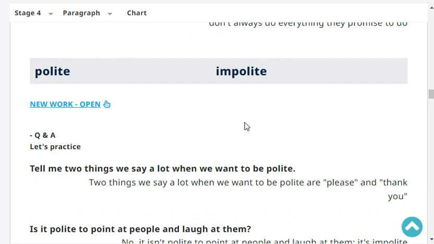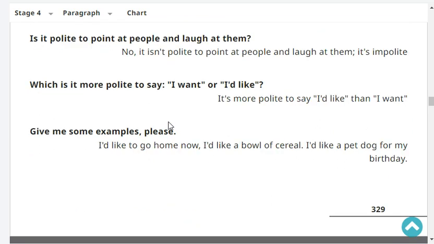Very good. Tell me two things we say a lot when we want to be polite. Two things we say a lot when we want to be polite are please and thank you. Is it polite to point at people and laugh at them? No, it isn't polite to point at people and laugh at them. It's impolite.